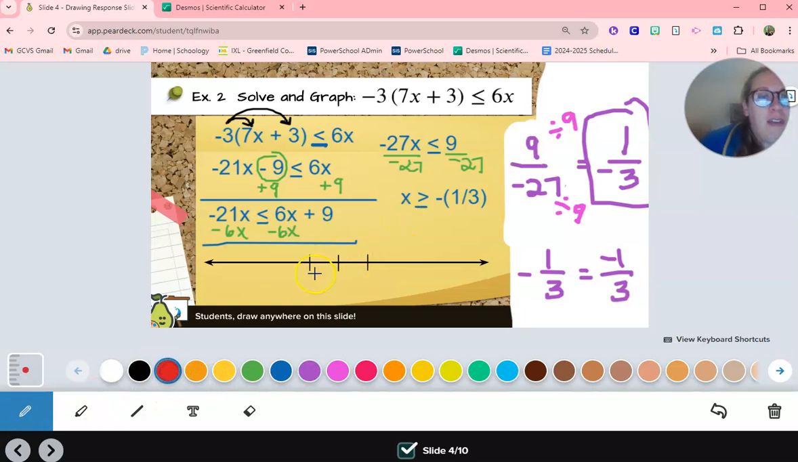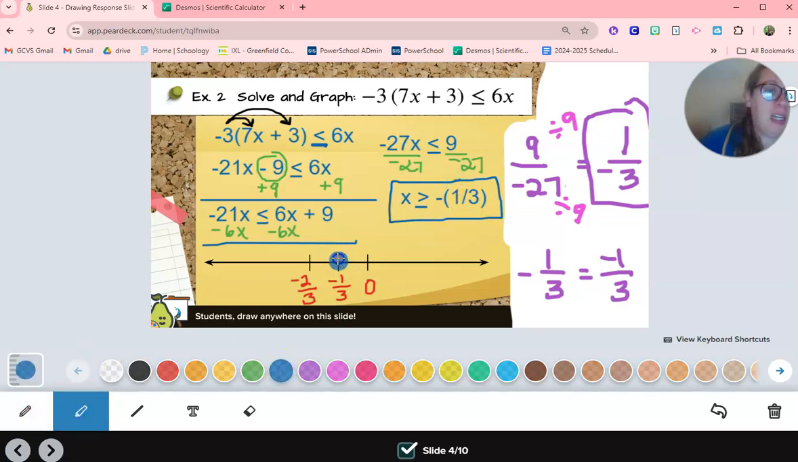So what I'm going to do on my graph is I'm going to put a -1/3 right there. Let me see if I can make this pencil smaller. Okay. And then to the left, further from 0, I'm going to do a -2/3. And to the right, it would be a 0. So each notch is 1/3. Now our final inequality was x is greater than or equal to negative 1/3. So because it can be equal to negative 1/3, we want to do our solid circle, and then we'll shade to the right.